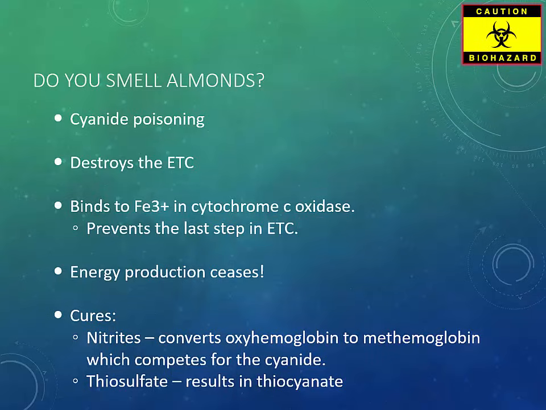So if you ever find yourself in an Agatha Christie murder mystery, I recommend you have on hand maybe some nitrites or thiosulfate. Either one of these will help cure cyanide poisoning. Nitrites will convert oxyhemoglobin to methemoglobin, which will start to pick up the cyanide, pulling it out of the system. And thiosulfates will also directly pick up cyanide to become thiocyanates. You do it fast enough, you just might save the life of a person in a murder mystery.